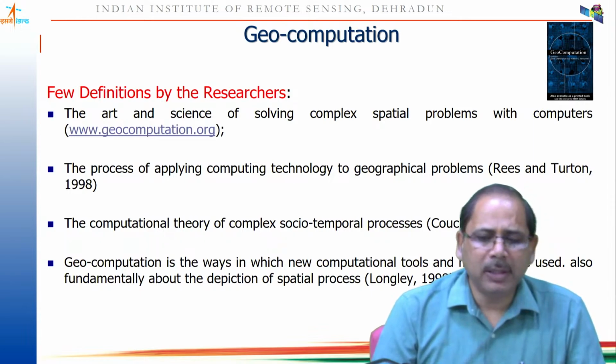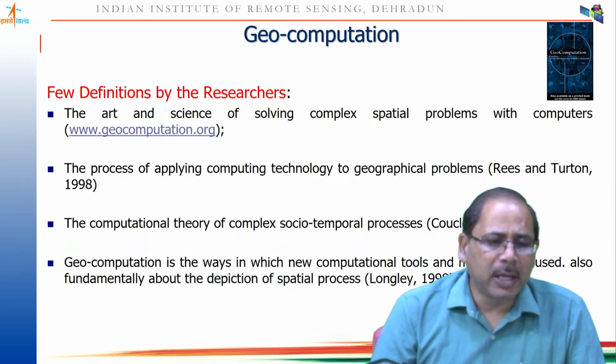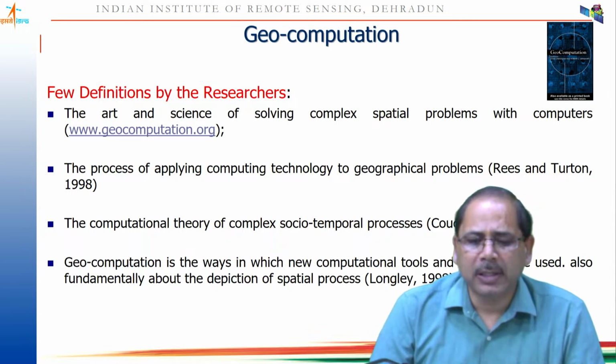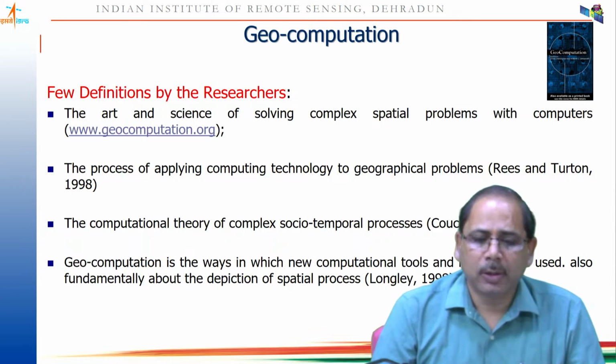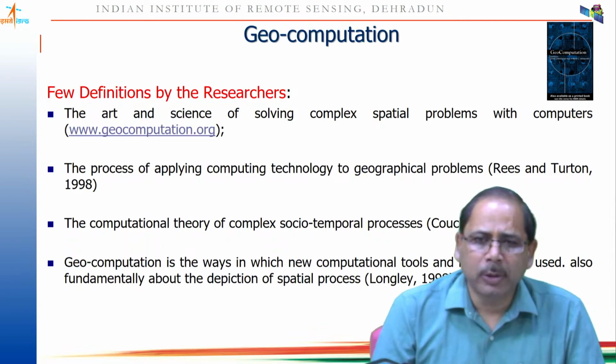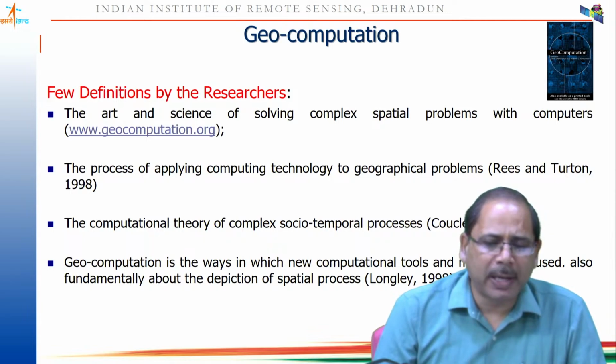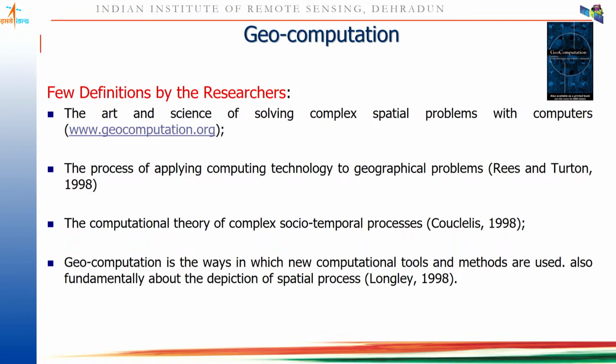There are many definitions given in the literature as far as geocomputation is concerned. It is an art and science of solving complex spatial problems with computers. Spatial means the problems which are related to space and time. Then we have another definition. It says that it is the process of applying computing technology to geographical problems. So if you are trying to apply advanced computing techniques to solve a geographical problem, then it will be called geocomputation.